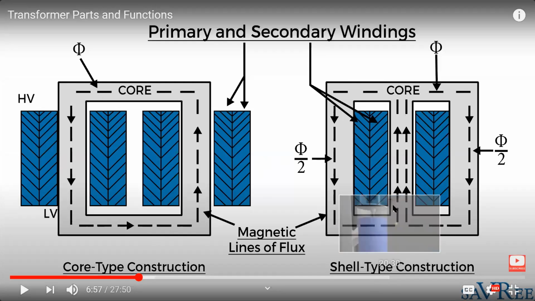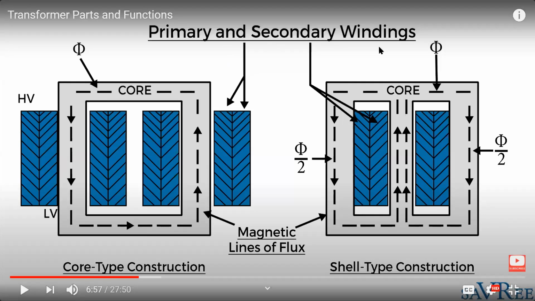In shell type transformer, winding is surrounded by the core. In core type transformer, core is surrounded by the winding. That is the basic difference between the core type and the shell type. So this is the core type transformer, and this is the shell type transformer.